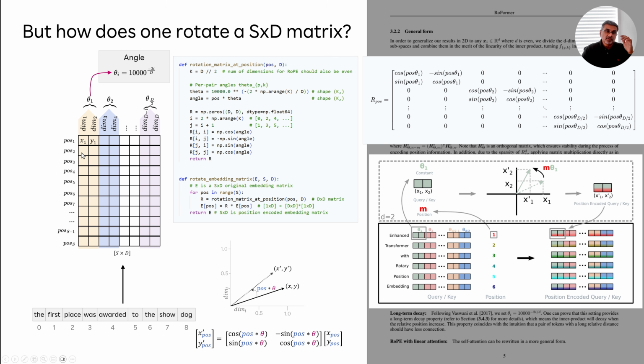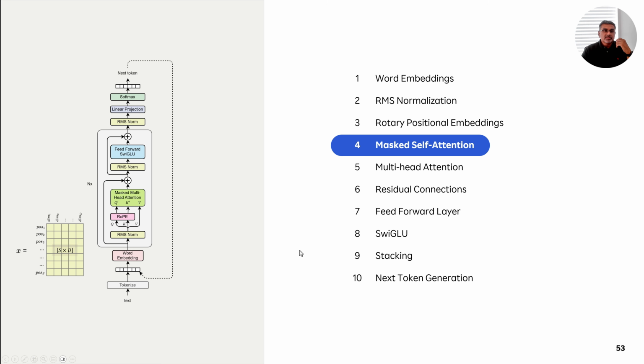Now you pick up the next row, which is the embeddings for the next token. You define the same matrix here, right? Which is, the position has now become 2 from 1, so 2 times theta 1 here, 2 times theta 2 here, 2 times theta d by 2 here. So it's a very straightforward thing. So this is how RoPE works.